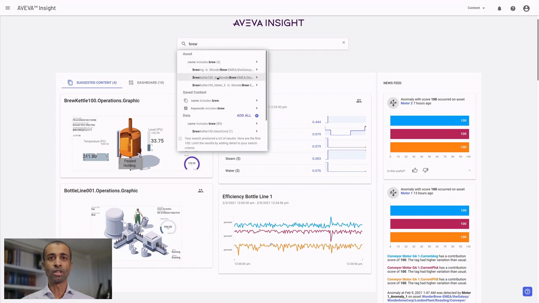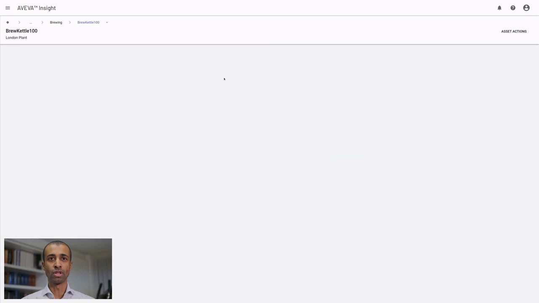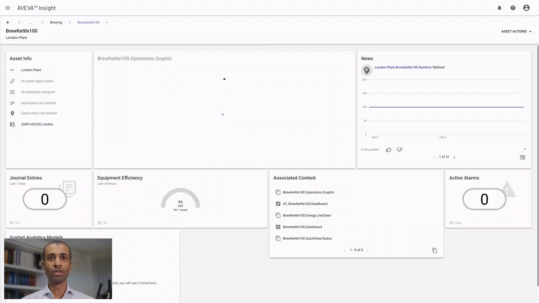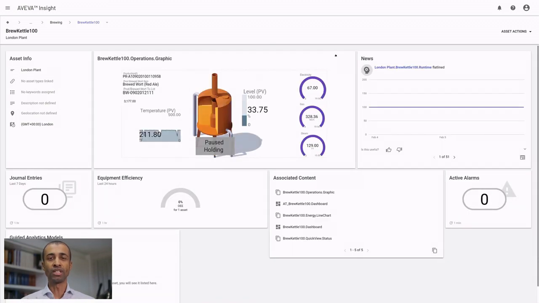Find the information you're looking for with the effective search box. Look for assets, keywords or tags. No need to learn tag naming conventions.